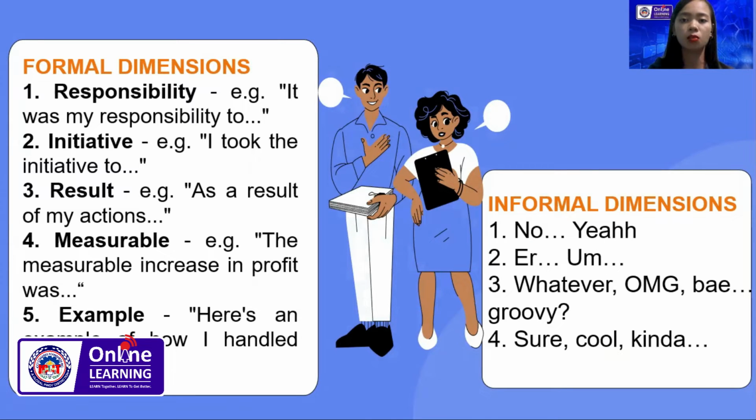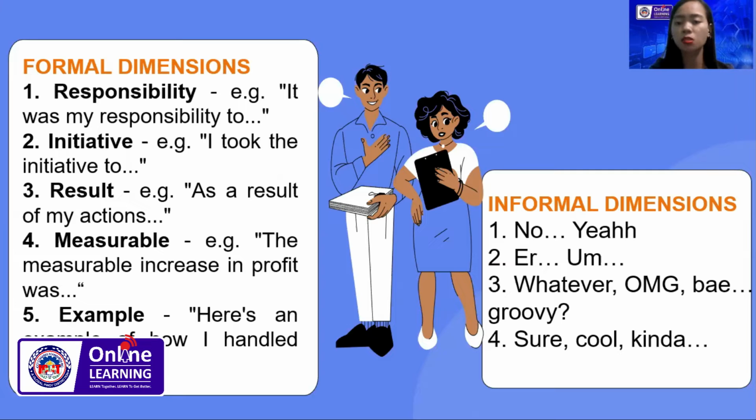Okay, now the first one is responsibility. So, for example, "It was my responsibility to." For the second one, we have initiative. For example, "I took the initiative to." Okay, how about the third one? Result. "As a result of my actions." And the fourth one, we have measurable. "The measurable increase in profit was." And lastly, we have example. "Here's an example of how I handled that."